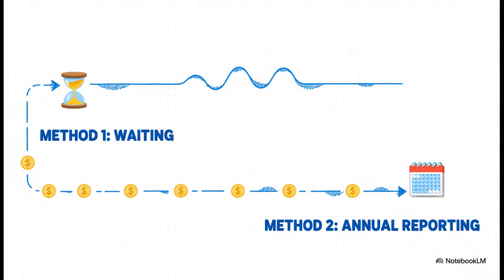And this really lays out your two options. Method one is the simple route. You just wait and report all the interest that's built up in the year you finally cash the bond. Method two is where you report the interest as it grows each year, which kind of spreads out the tax hit. Now, a key tip here. If you're thinking about using these bonds for education, method one might be the better way to go.